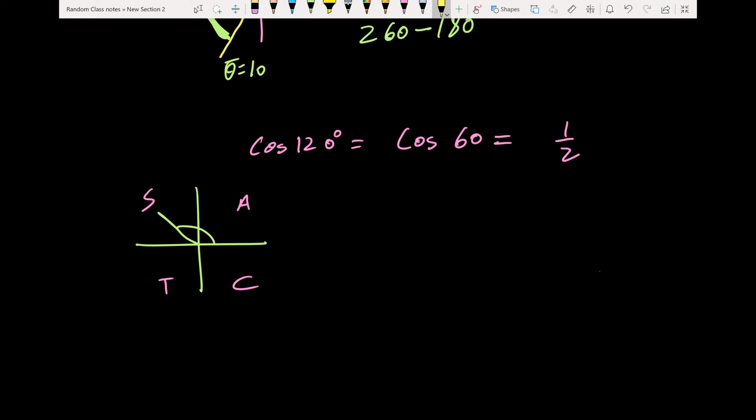Are we done yet? So we got to ask yourself, is cosine negative in this quadrant or positive? Negative. So therefore the answer is going to be what? Negative. And that's how you get the answer. Good? All right. Ready for the next problem? Okay, try this.